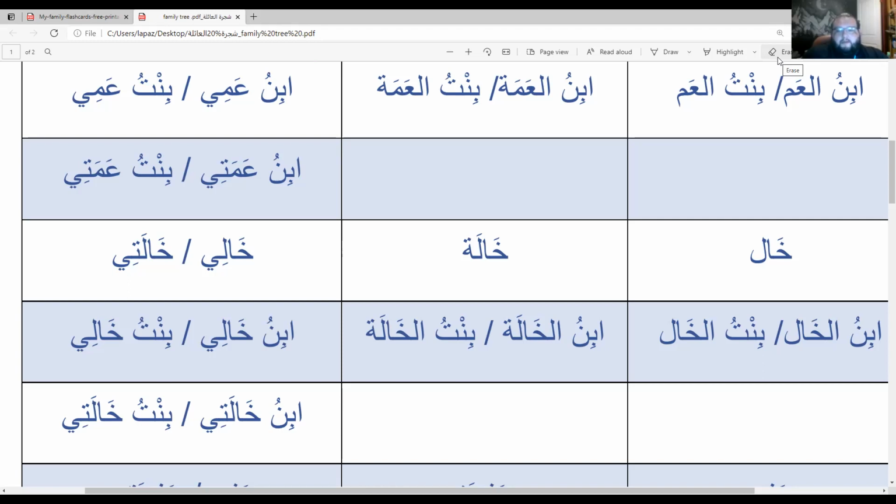The same goes with ابن الخالة وبنت الخالة. It would be ابن خالتي وبنت خالتي. أحسنت. So ابن خالتي وبنت خالتي.